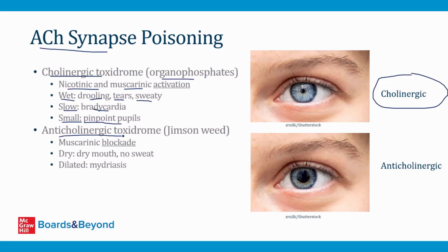And then an anticholinergic toxidrome is classically caused by the plant Jimson weed. This leads to muscarinic receptor blockade. So these patients are dry, they have dry mouth and no sweat, and they are dilated, meaning they have mydriasis. And that's what's shown here, dilated pupil. That goes with anticholinergic toxicity. And that concludes our module on cholinergic toxidromes.